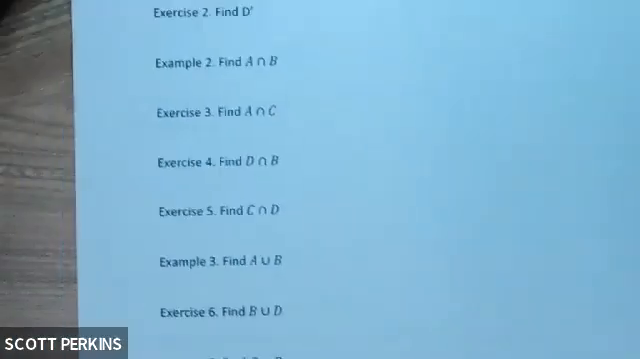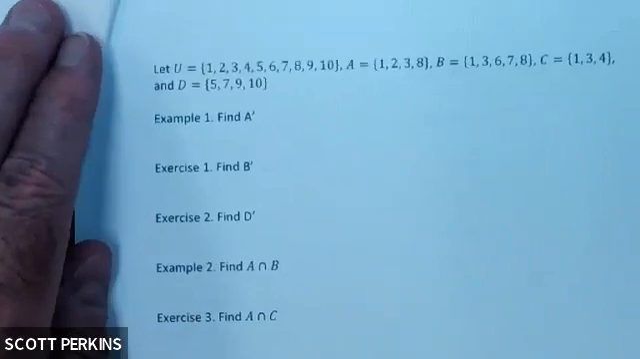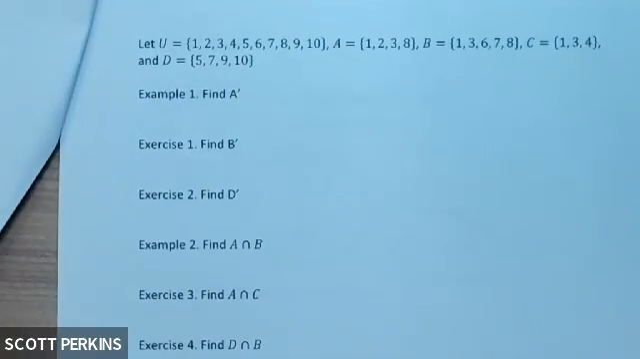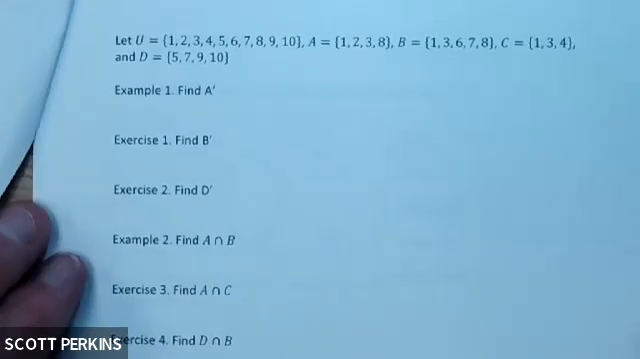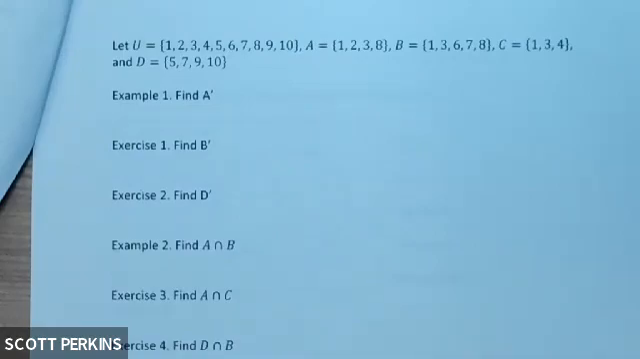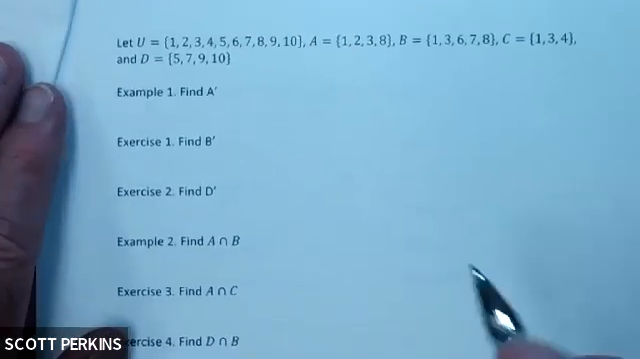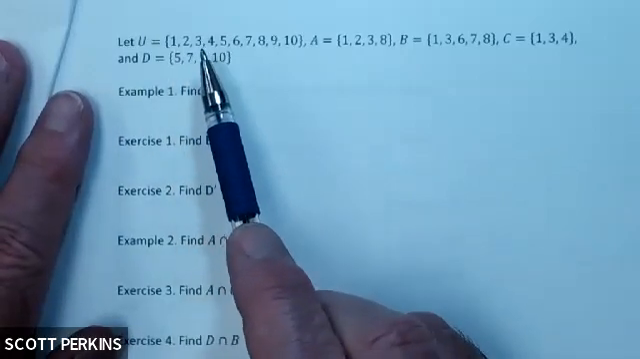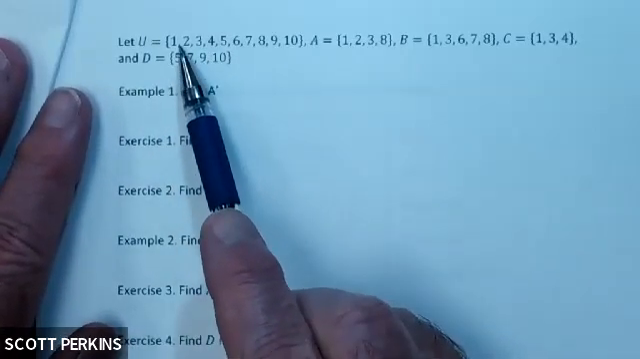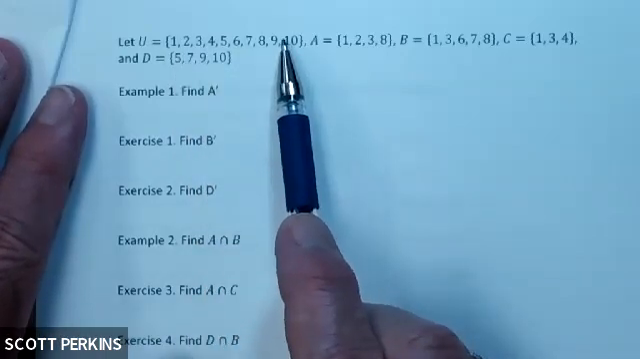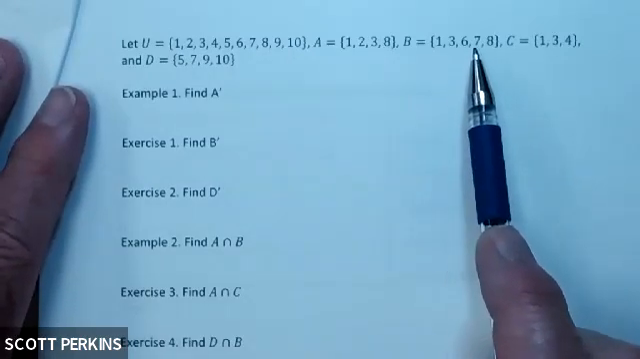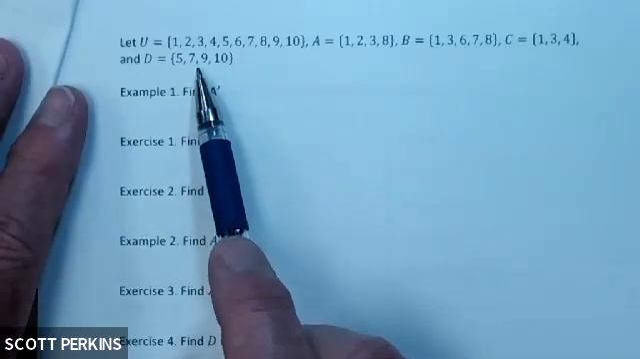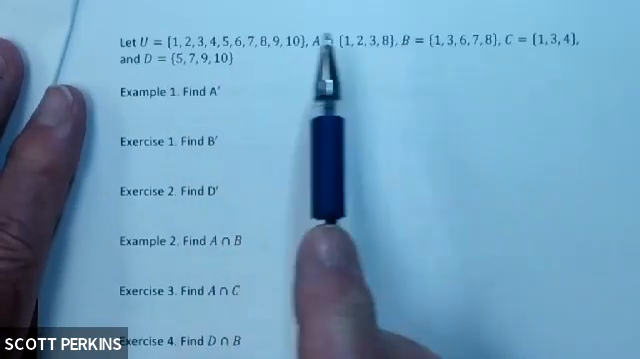Well, before we go to the next operation, let's apply this. So I'm going to flip to page 3. On page 3, I have defined a problem for us that we are going to do a whole bunch of. This is going to help us get acclimated to these operations. I've defined a universe, a nice, small, relaxing universe, so it's not too much trouble for us. The universe is the natural numbers 1 through 10. I've defined set A to be 1, 2, 3, 8, set B to be 1, 3, 6, 7, 8, set C is 1, 3, 4, and finally D is 5, 7, 9, 10. So up here, I'm just defining the constraints of the problem.